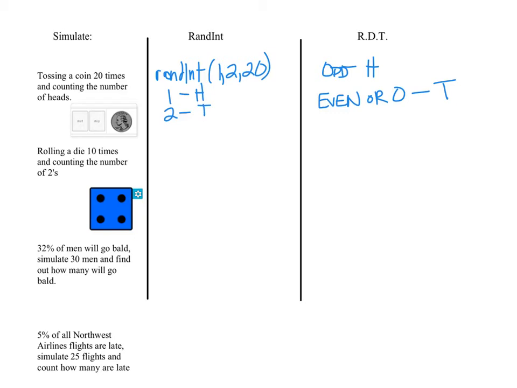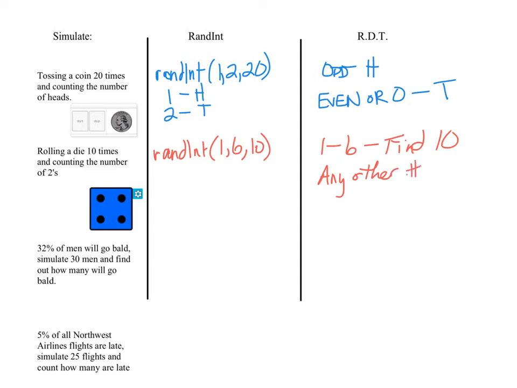All right, rolling a die 10 times and counting the number of 2s. Okay, so using the calculator, this would be easy enough. We do rand int 1, 6, 10. And of course, we would just count the 2s. Easy enough. On the random digit table, we look for the numbers 1 through 6. Okay? And we find 10 of those in a line. And any other numbers, we'd ignore. We'd just skip them.